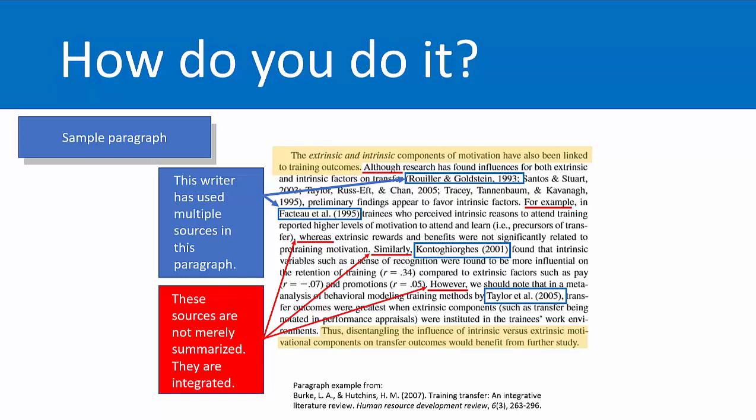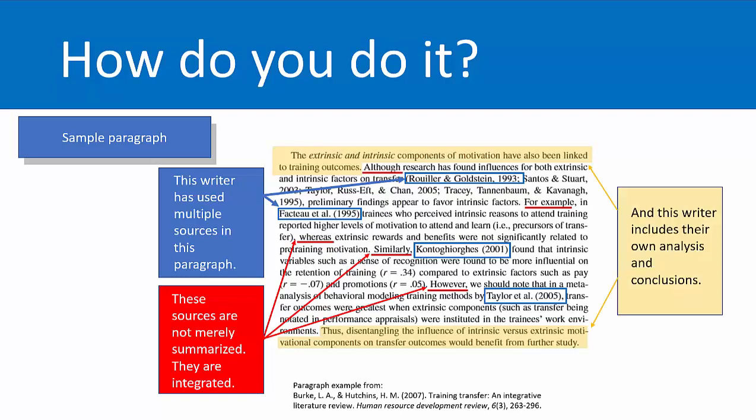Then, in the sentences that begin with for example, or whereas, or similarly, the author of this paragraph goes on to talk about some specific examples of the way intrinsic and extrinsic motivation work. And then in the last sentence, the one that begins with however, they go on to note some disagreements and some gaps in the research. Most importantly, the author includes their own analysis and conclusions regarding the research that they've found.